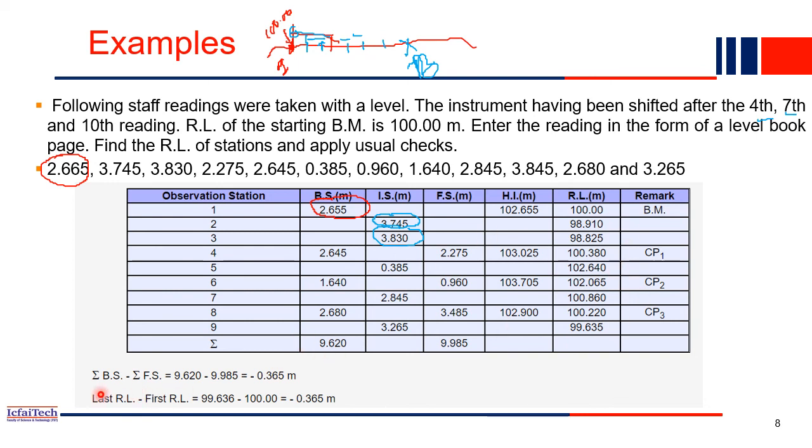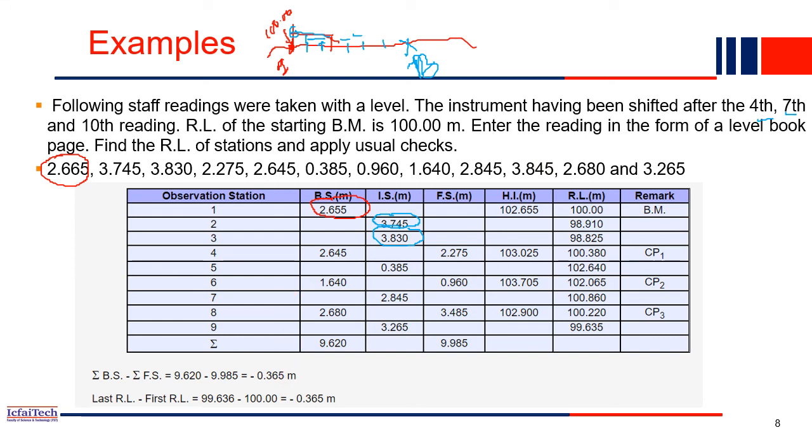So at the end, you can check: total back side minus total fore side should be equal to 0. If you get that, it means there is no error. And the first point and last point RL difference also you should get the same value. If it is matching, then there is no error in the reading. Otherwise you have to rectify the error. So that we have discussed in the last class.